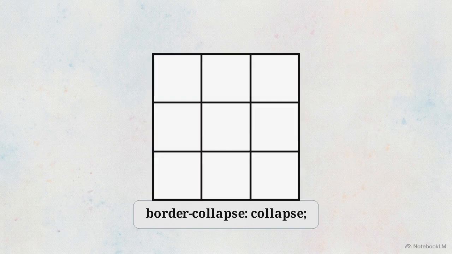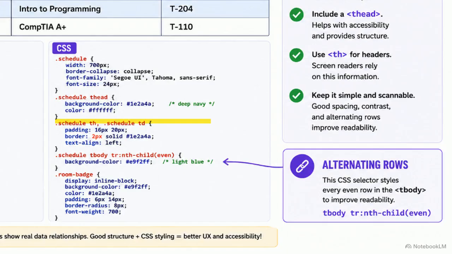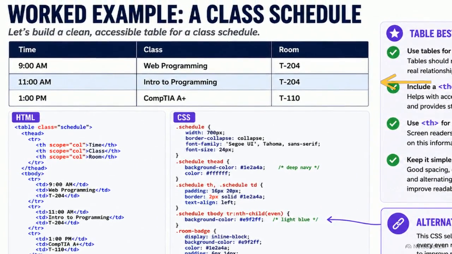This CSS rule shows how we can programmatically inject zebra striping. The nth child even selector applies a specific background color to alternating rows, creating a horizontal tracking line that guides the human eye across dense matrices.